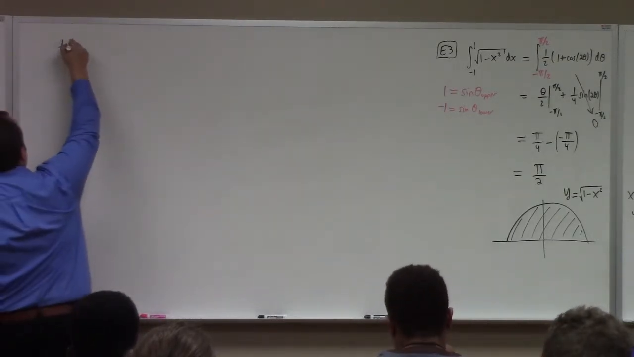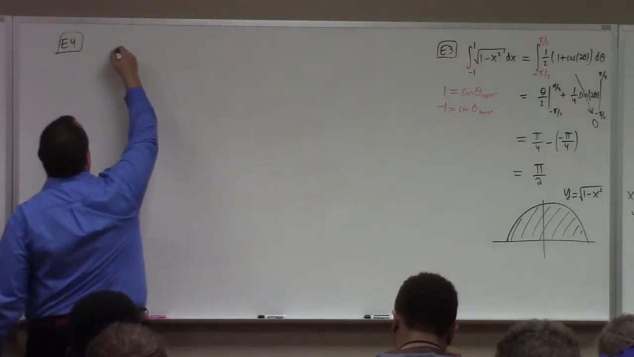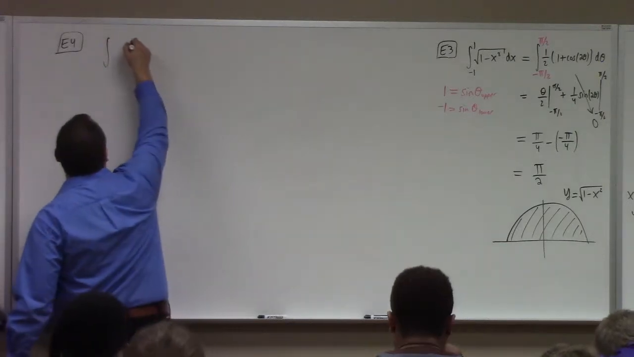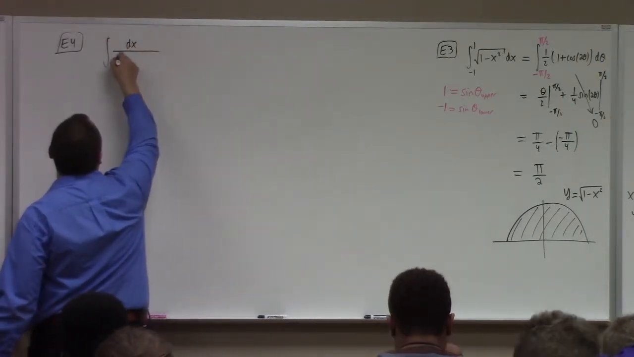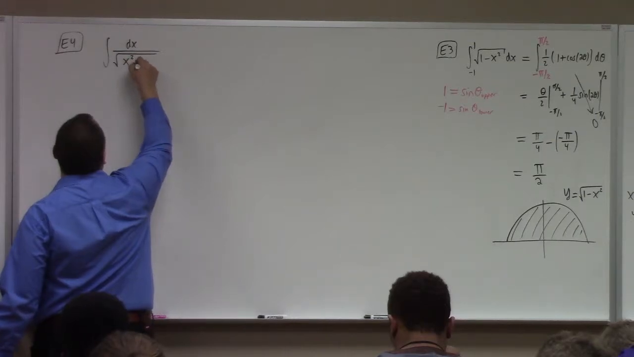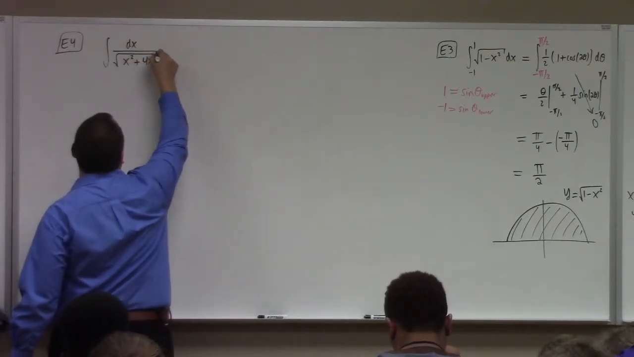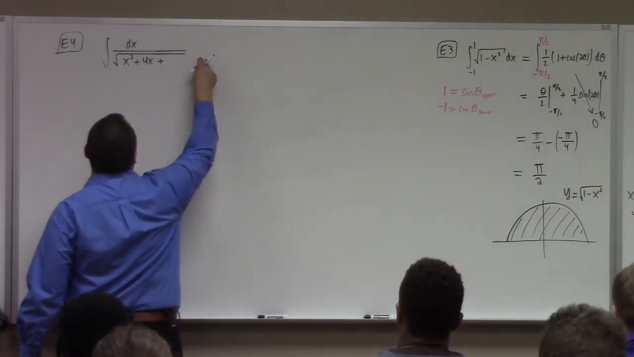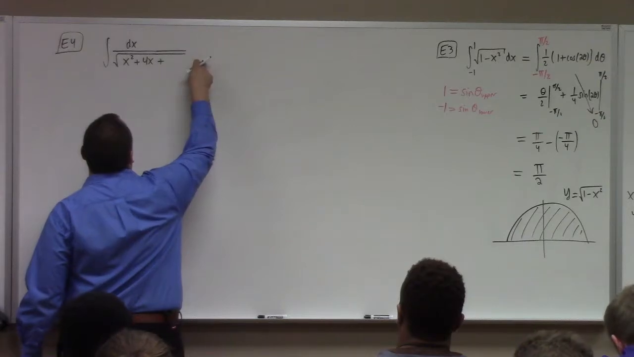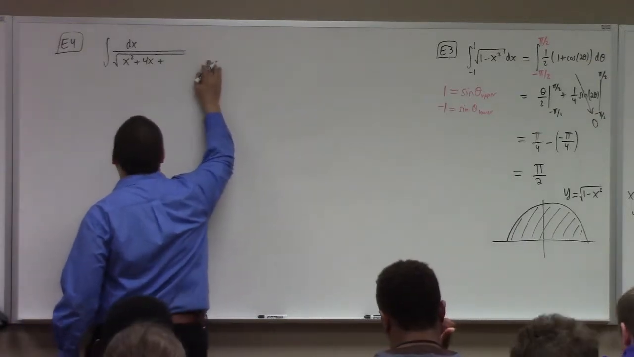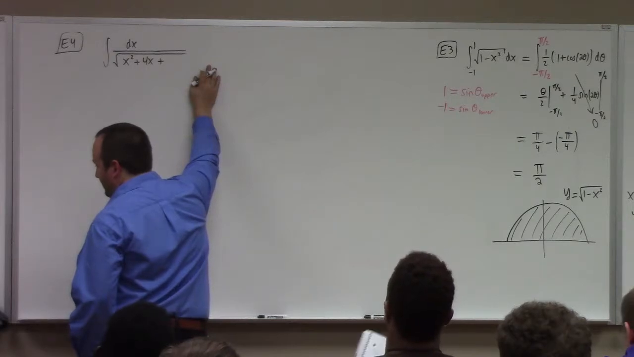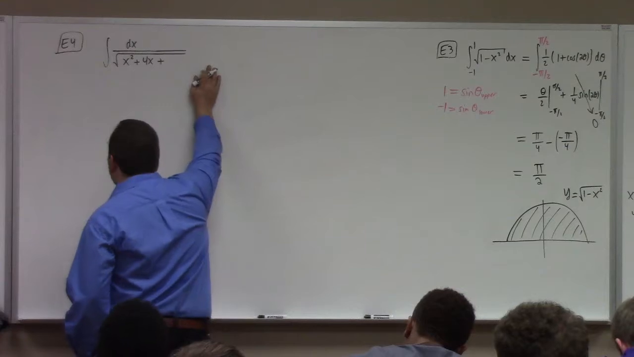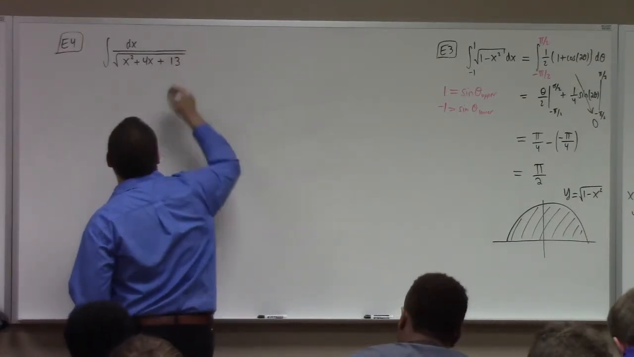Example 4, let's look at the integral of dx over the square root of x squared plus 4x plus... I'm thinking. Let me think for a second. I'm trying to make it fun. 13. That seems fun.